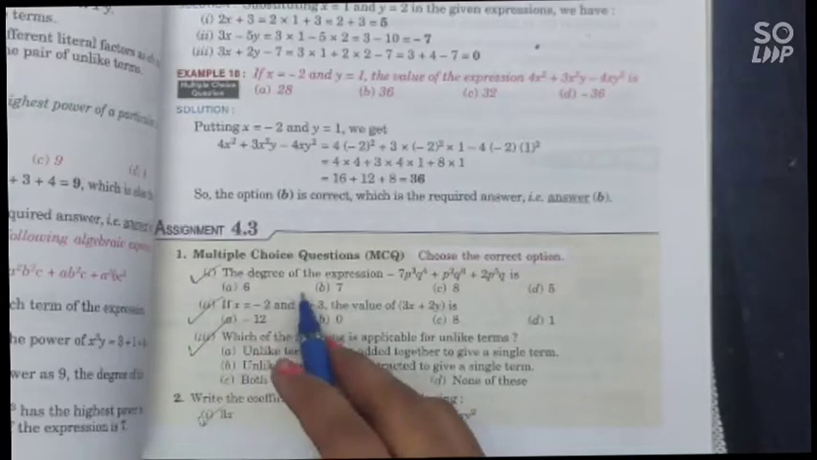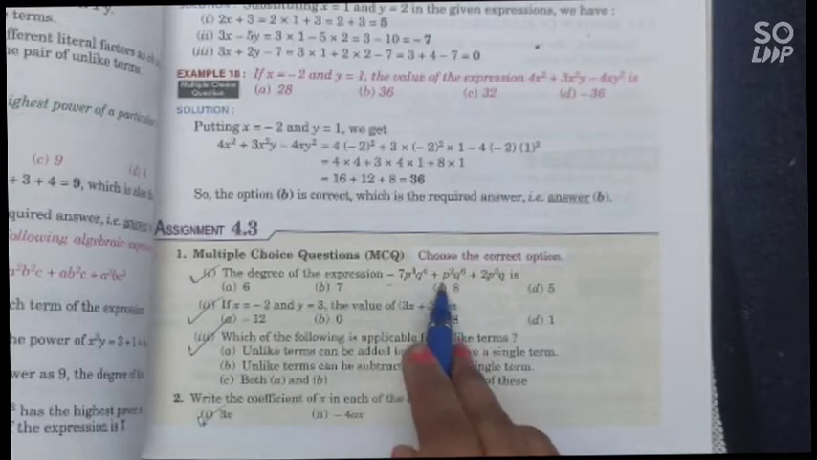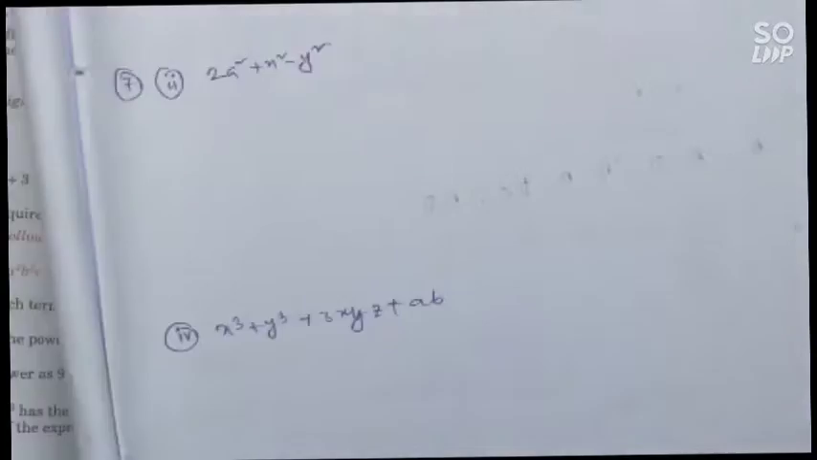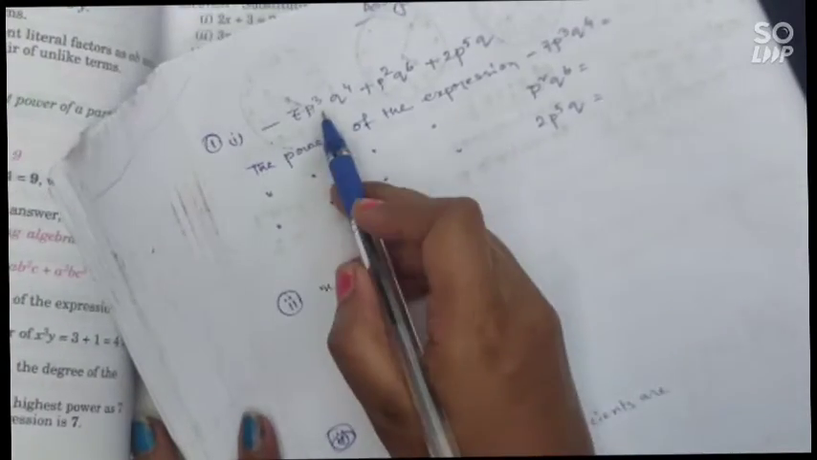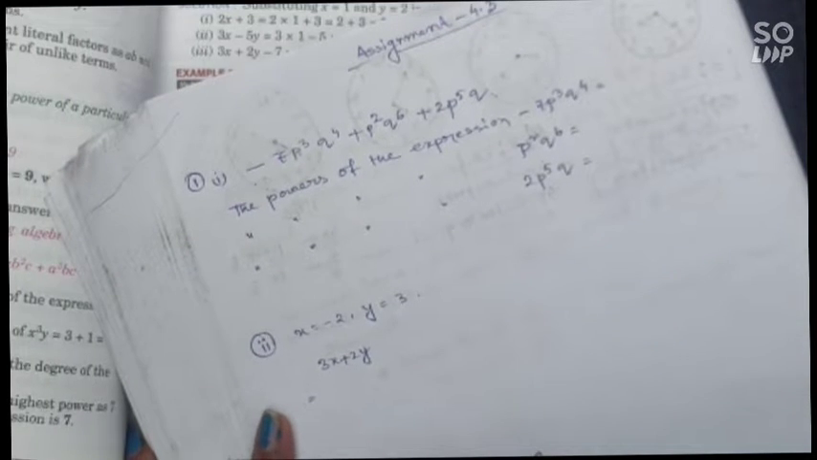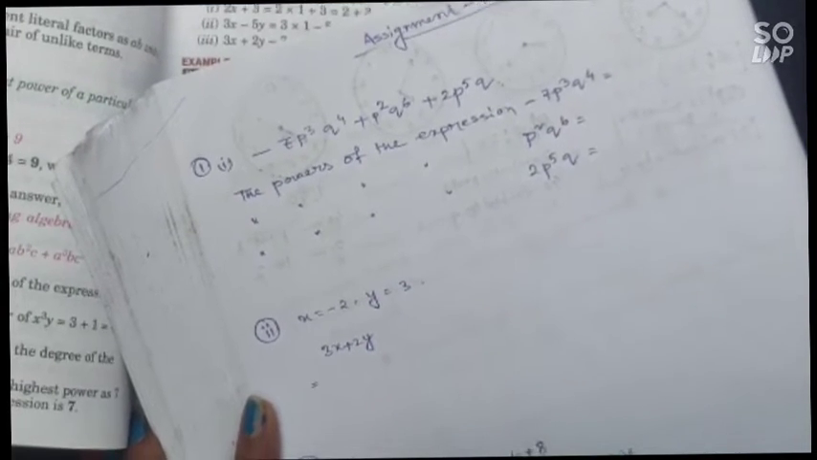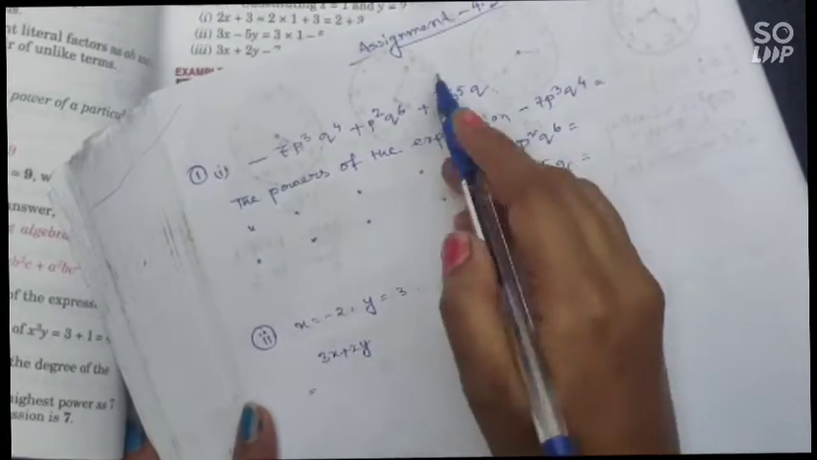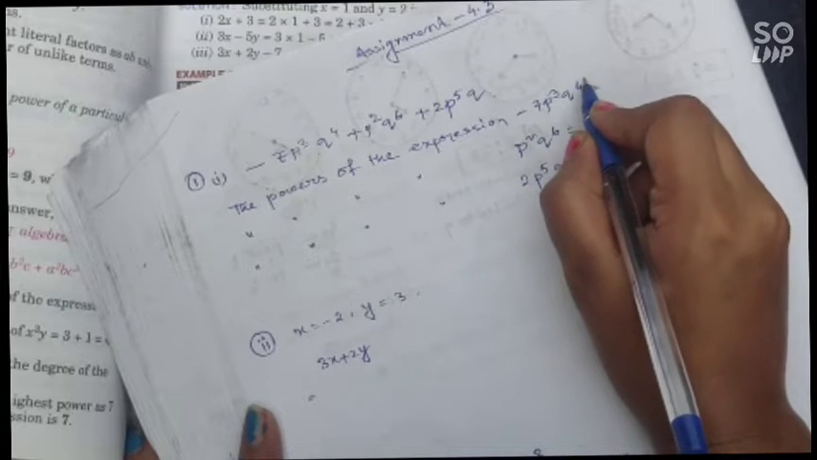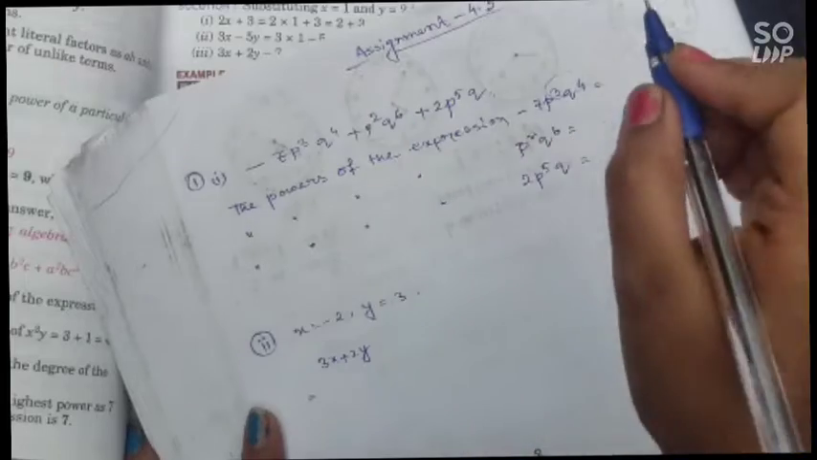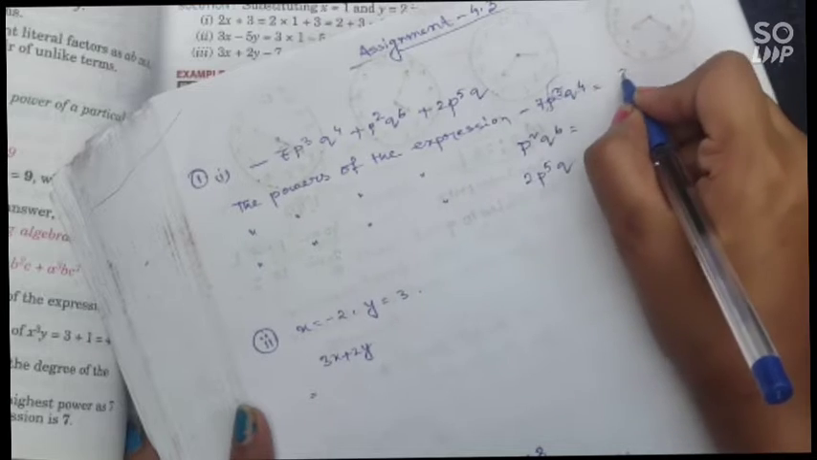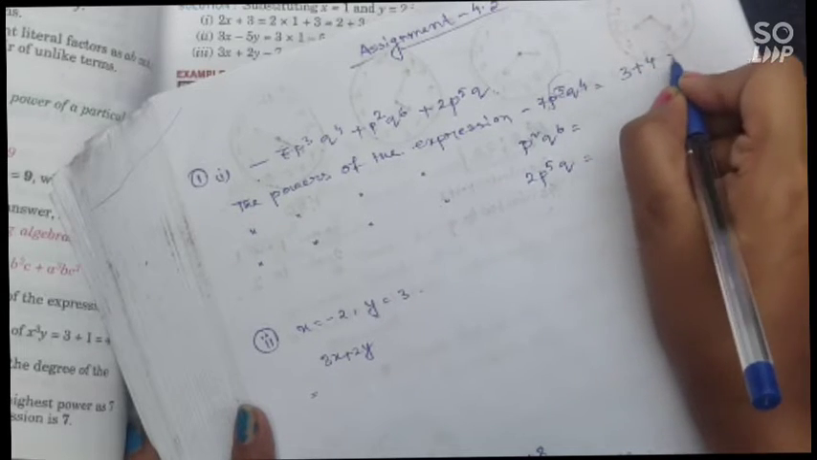The first questions are MCQ questions. The degree of the expression. You have already learned how to find the degree of any algebraic expression. The expression is minus 7p cubed q to the power 4. First of all, you have to find the powers of each term. To find the power, you have to add the powers of all literal coefficients, or variables. P and Q are the variables here. The power of P is 3 and the power of Q is 4, so you add these two values. 3 plus 4 is 7.